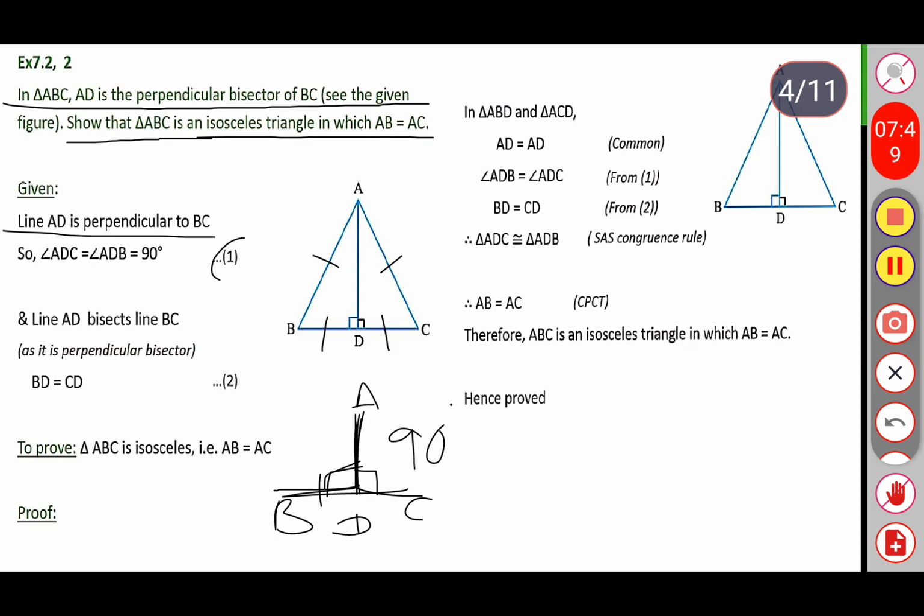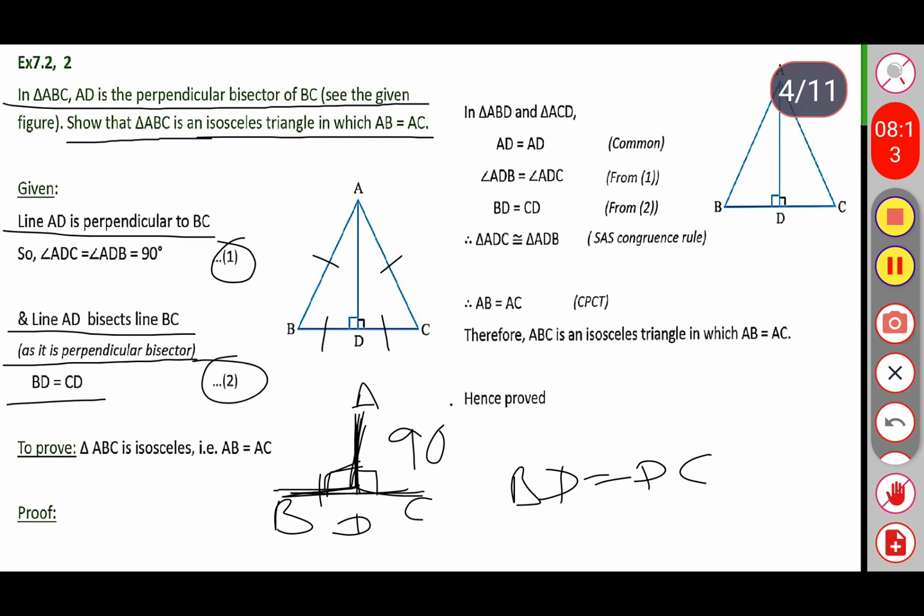Consider that one as equation 1. Line AD bisects BC, which means the perpendicular line will bisect BC into two equal parts, and the two equal parts are obviously BD equal to DC, right? As it is a perpendicular bisector, it divides the base into two equal parts. BD is equal to CD. Consider that one as equation 2.